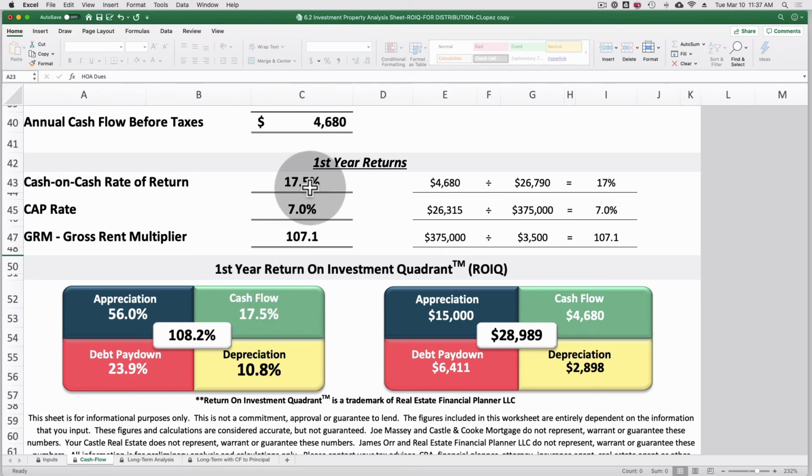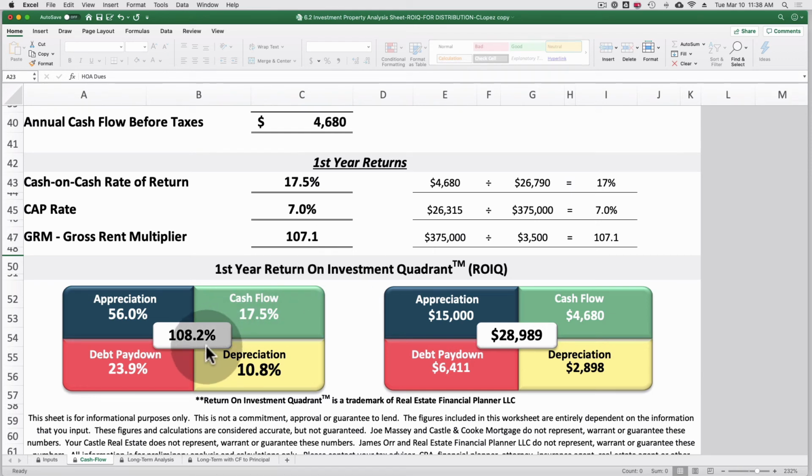Our cash-on-cash return is the same as our cash flow. We're getting a 10% depreciation return. Our debt pay down of $6,400 is a 23% return on our $26,000 investment. And our appreciation of $15,000 gives us a 56% return on our $26,000 investment. Tally all of these up. This property is returning 108% in the very first year on our $26,000 investment.